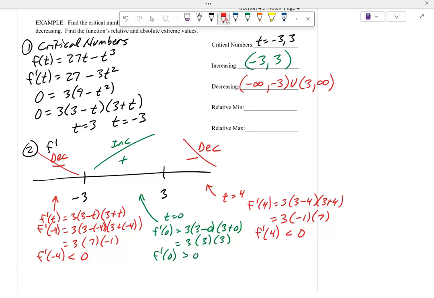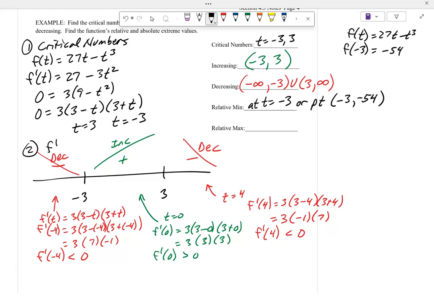Where's our relative min at? Where we decrease and then increase. So we would have a relative min right there, right? I go down and then up. That would be where the bottom of the valley is at negative 3. So the relative min is at t being negative 3, or the point negative 3. And I'd have to plug it into the original. Remember, the original was 27t minus t cubed. So if I plug negative 3 into that, it'll spit out negative 54. So plug it into the original if you need a coordinate.